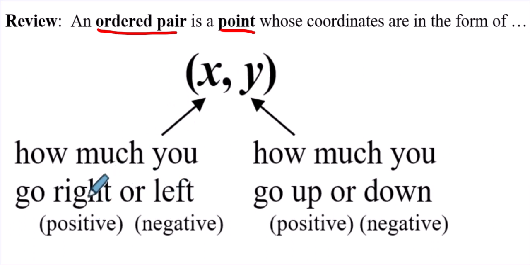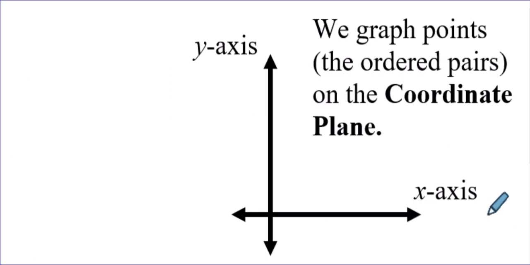If it's positive, you'll go to the right. If it's negative, you go to the left. The y is the variable that tells you how much you're going to go up or down, where if it's up, you go positive. If it's down, that's a negative number. You might recall this is from an x and y axis. Again, x is going right or left. Y is going up or down. We will graph our points, actual points that we would graph on a coordinate plane, the x and y axis.